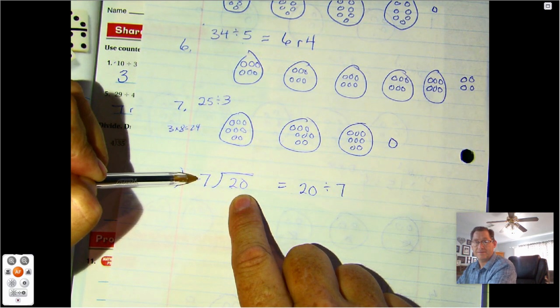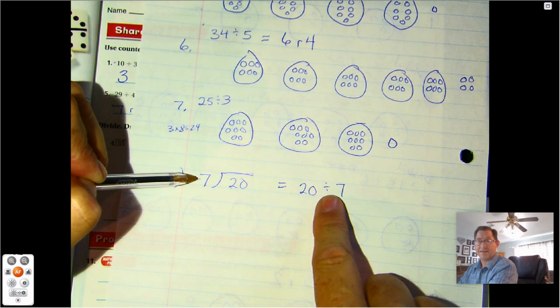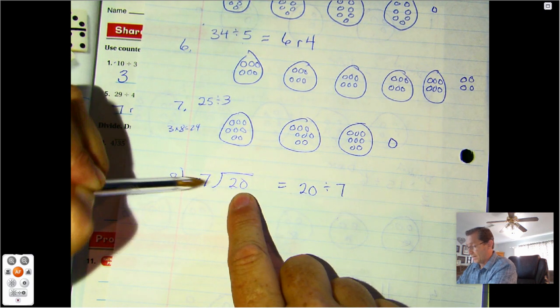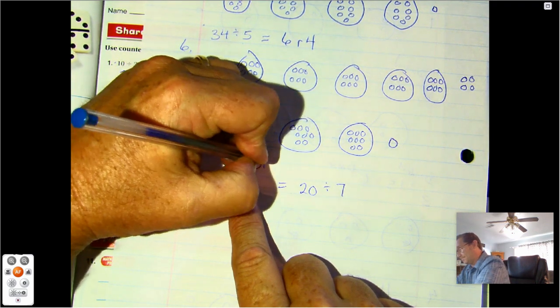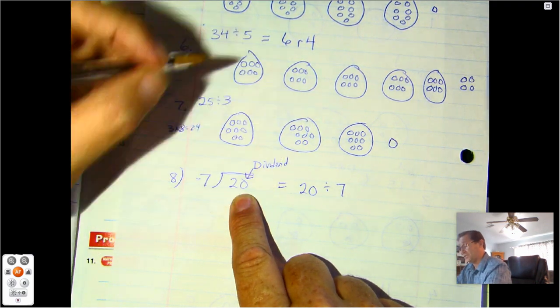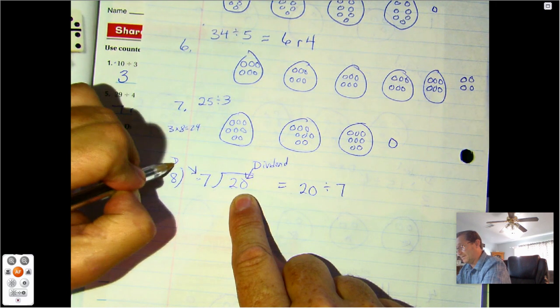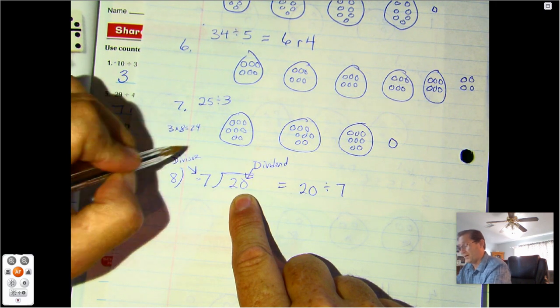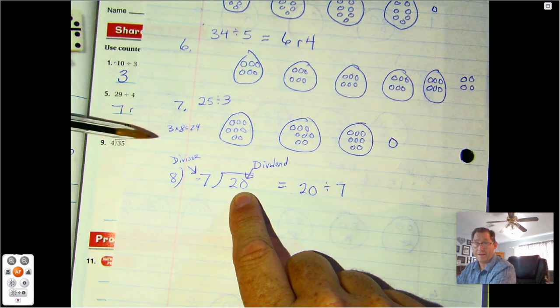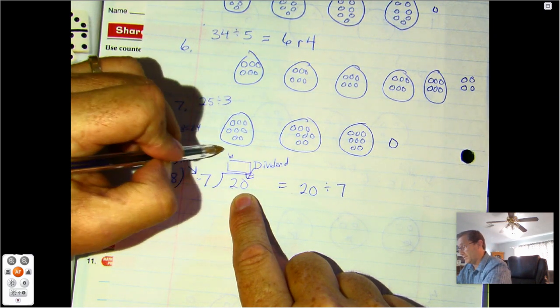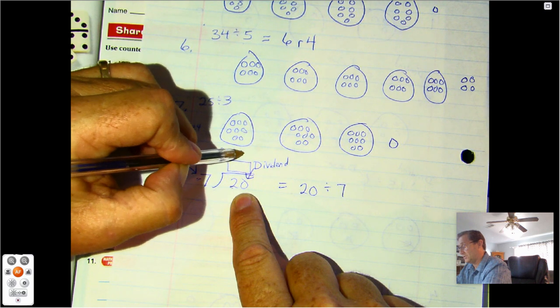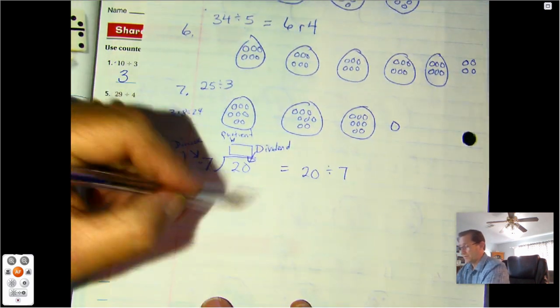20 divided by 7. So the 20 is my total. That's the dividend. That's what needs to be shared. The 7 is the divisor. How many I'm going to share the total with. And then this box up here is going to be the quotient, my answer to the division problem. So 20 divided by 7.